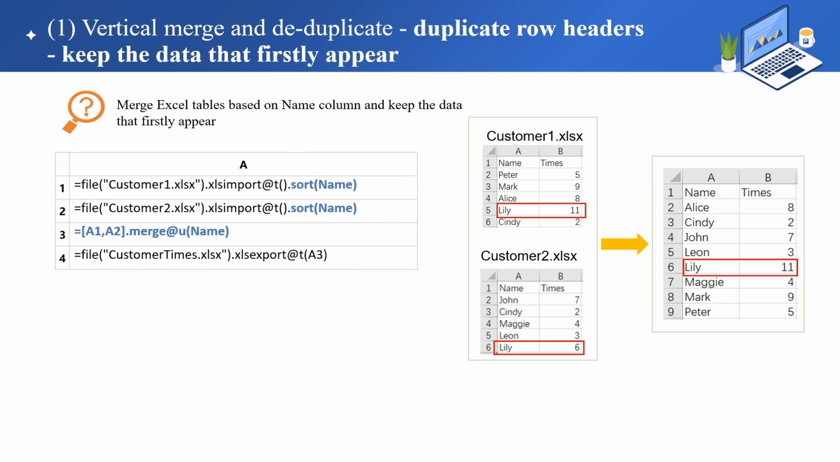We can also use merge@u to implement this operation, just change the criteria to name. Don't forget to sort the source data by name column first.